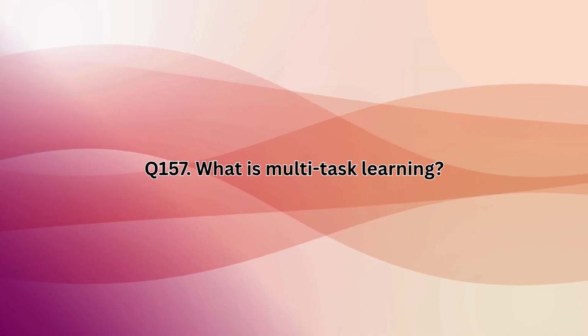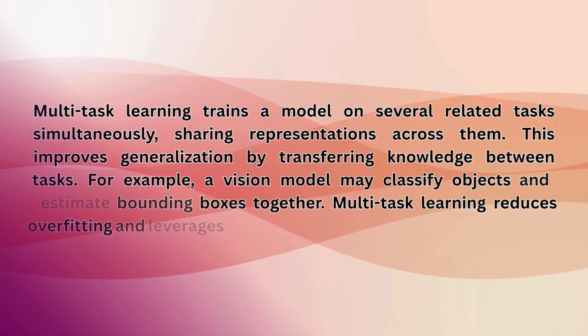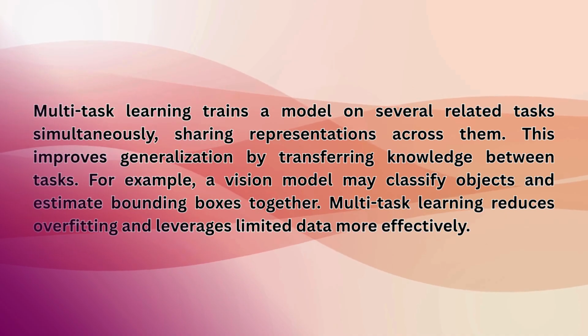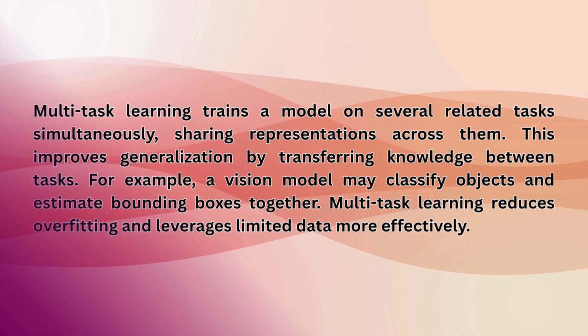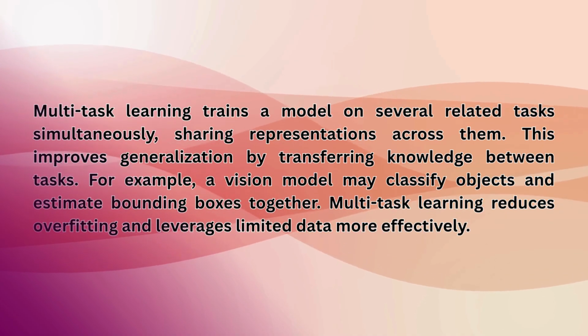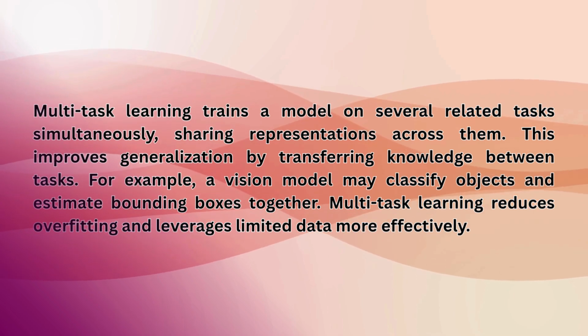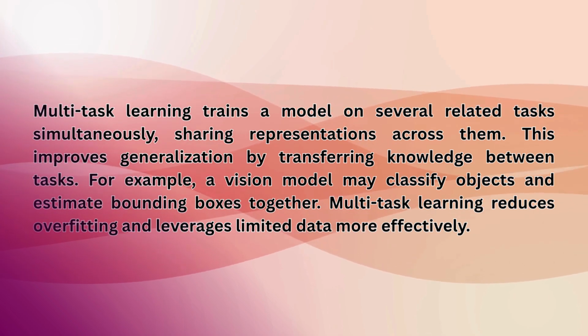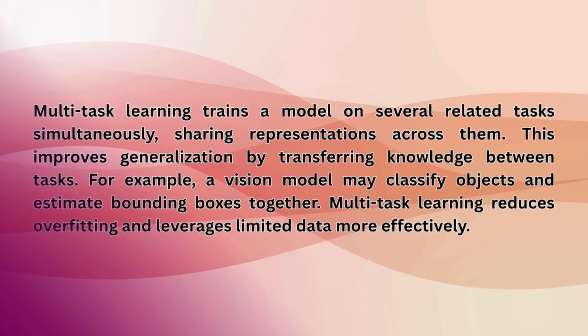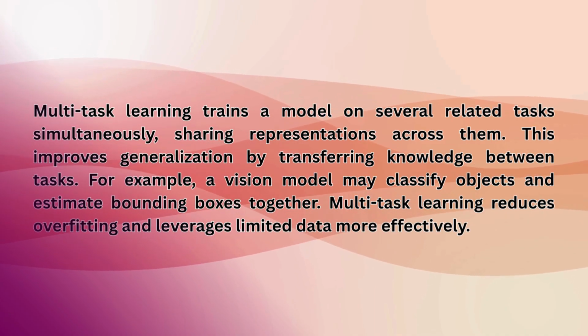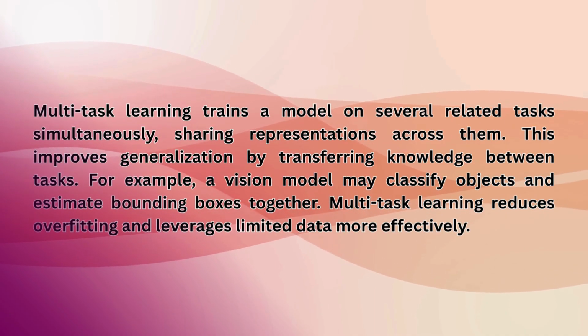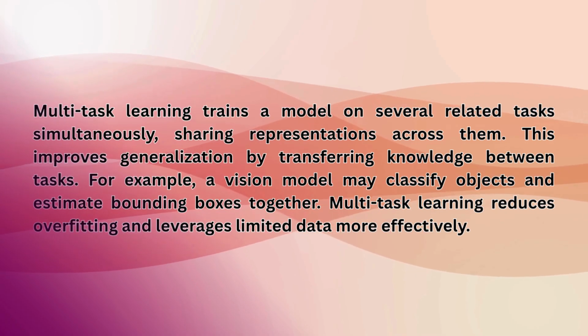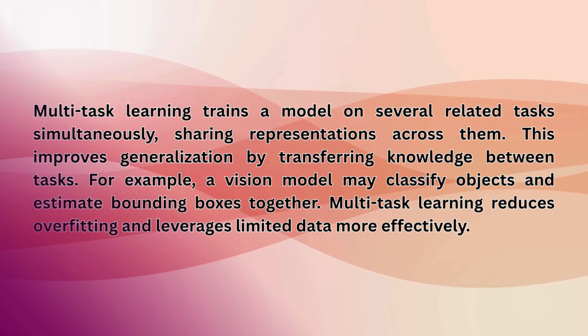What is multitask learning? Multitask learning trains a model on several related tasks simultaneously, sharing representations across them. This improves generalization by transferring knowledge between tasks. For example, a vision model may classify objects and estimate bounding boxes together. Multitask learning reduces overfitting and leverages limited data more effectively.